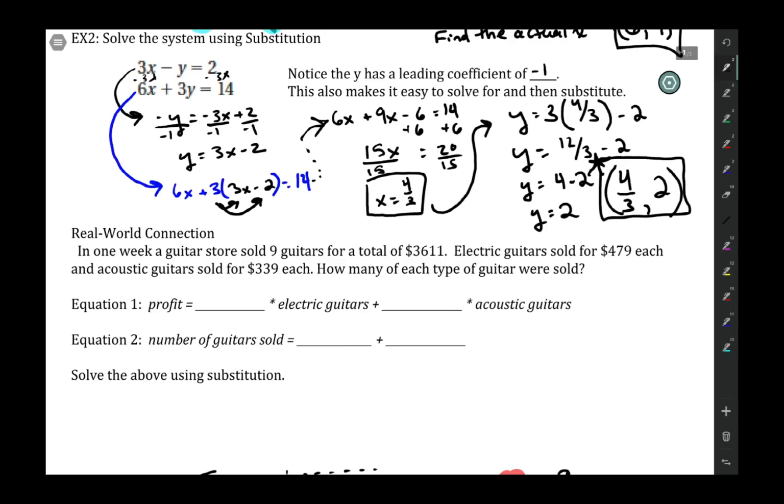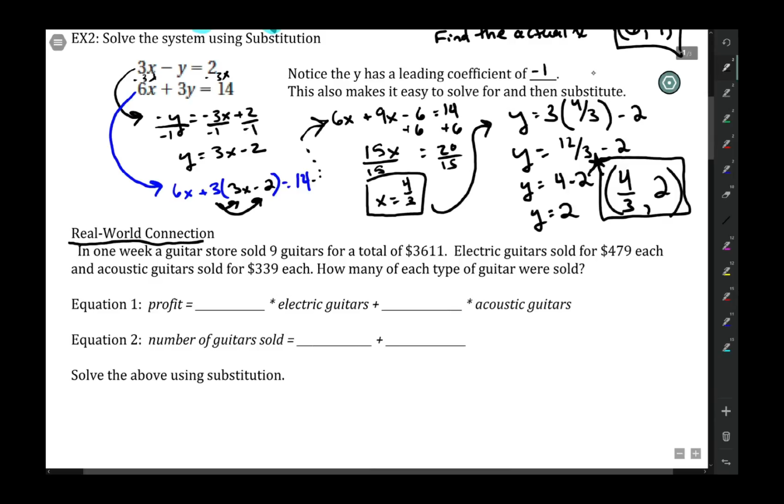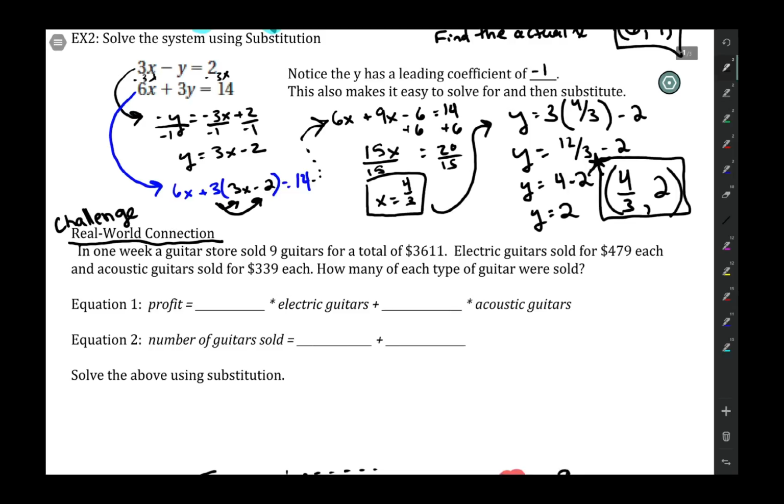We're actually going to skip the real-world connection for right now. We'll call it a challenge. And I'll come back to it a bit later if you have the time.